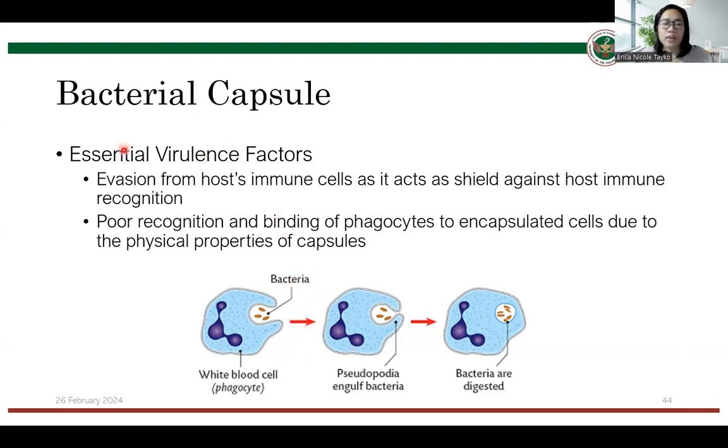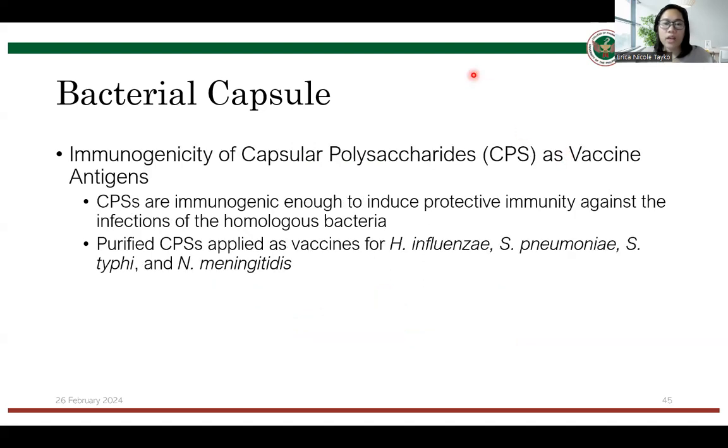But since the bacterial capsule helps in evading these phagocytes, hindi sila na-recognize ng phagocytes, then it is another extra protection for them. So that's the advantage of having a capsule sa bacteria. So that's the advantage for the bacteria.